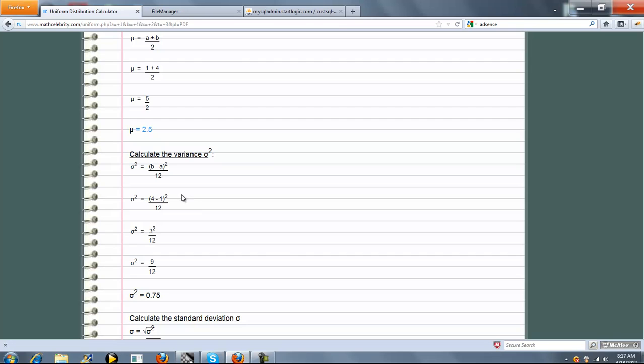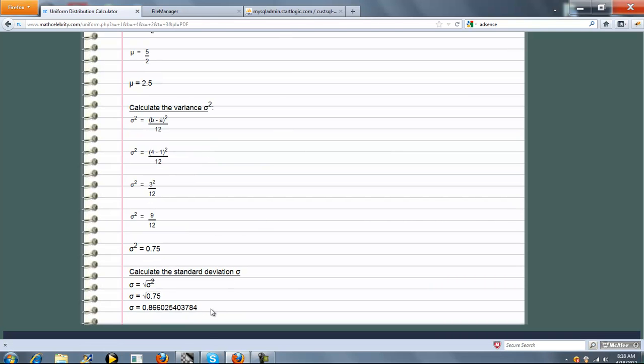Calculate the variance. The formula is (b minus a) squared over 12. Again, plug in your numbers, we get this. And finally, the standard deviation is just the square root of the variance, 0.866.